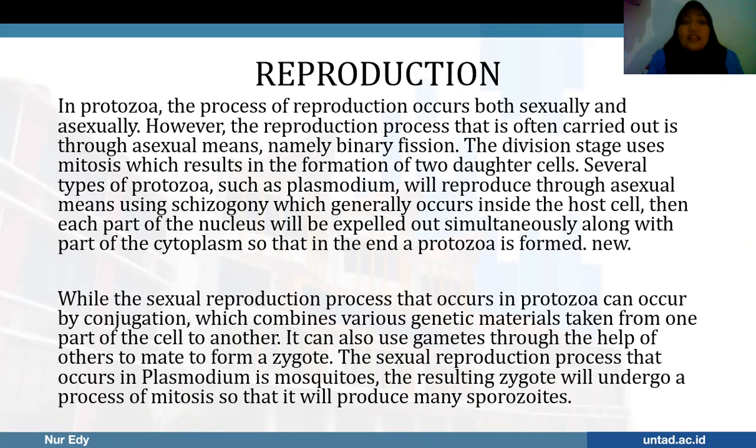And the sexual reproduction process that occurs in protozoa can occur by conjugation, which combines various genetic materials taken from one part of the cell to another. It can also use gametes through the help of others to mate to form a zygote. The sexual reproduction process that occurs in Plasmodium is in the mosquito. The resulting zygote will undergo a process of mitosis so that it will produce many sporocytes.